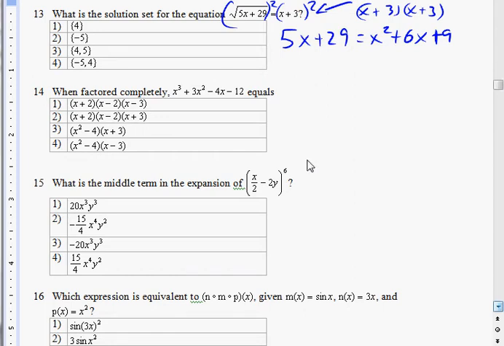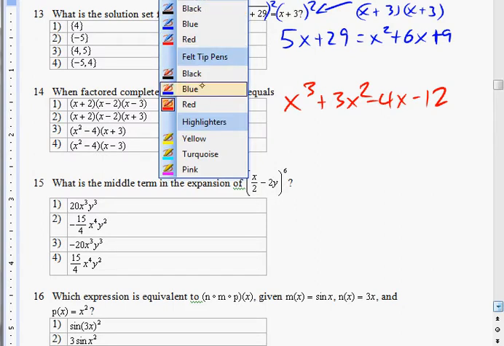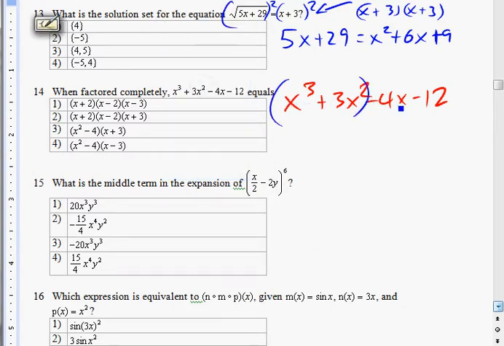Okay, question number 4, another factoring question. Right? So we have x cubed plus 3x squared minus 4x minus 12. You're going to have to factor this one by grouping. I'm going to group the first two and the last two. Okay, the first two you have x squared in common, so let's pull that out. And what's left is x plus 3. And on the right side, we got negative 4x minus 12.